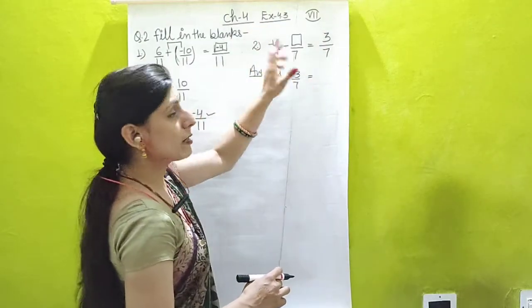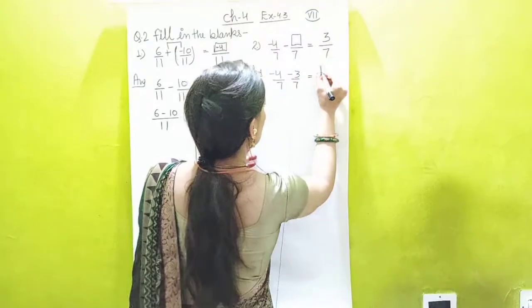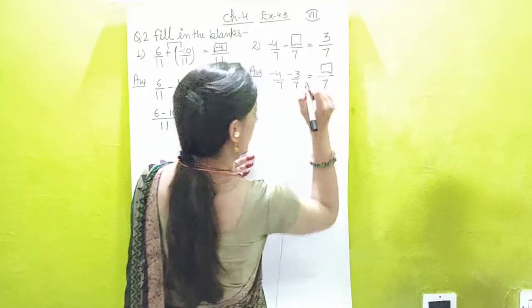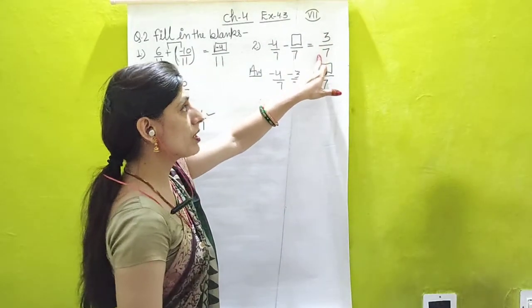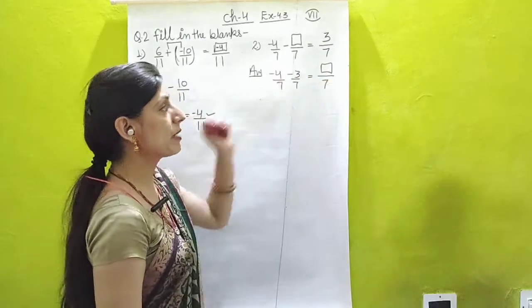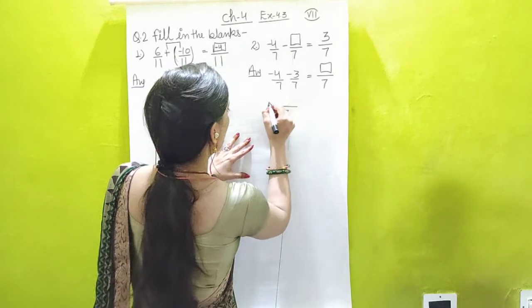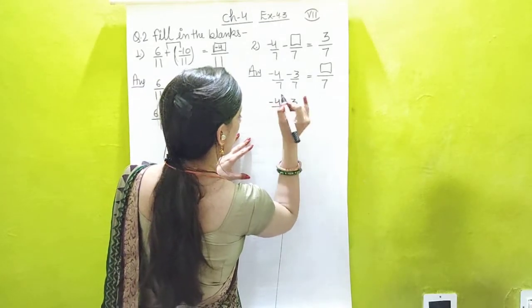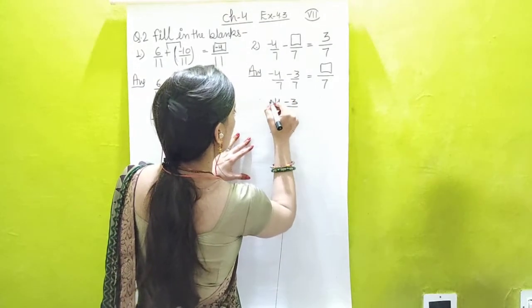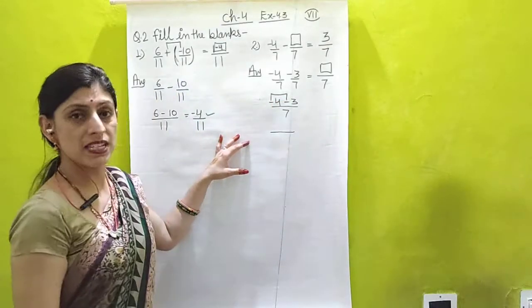So this minus will be plus. So only the blank and downside 7. And because 3 upon 7 was with a plus sign, here it came with the negative sign. Now again the LCM is 7. Now minus 4 minus 3. Now students, minus and minus will be plus.